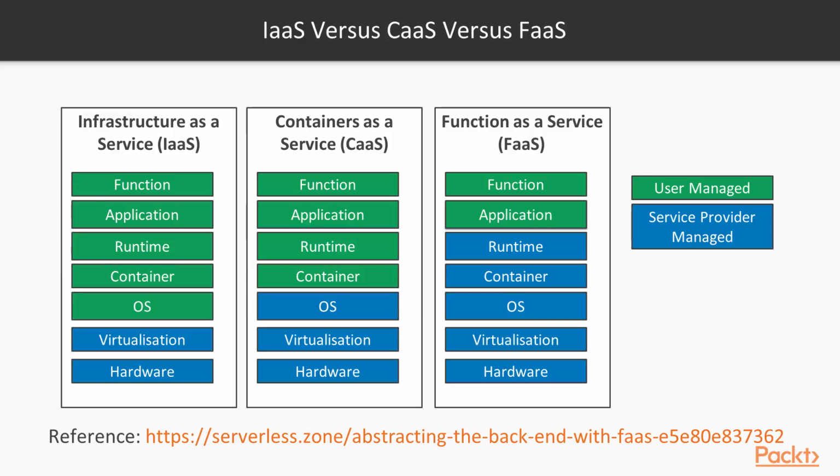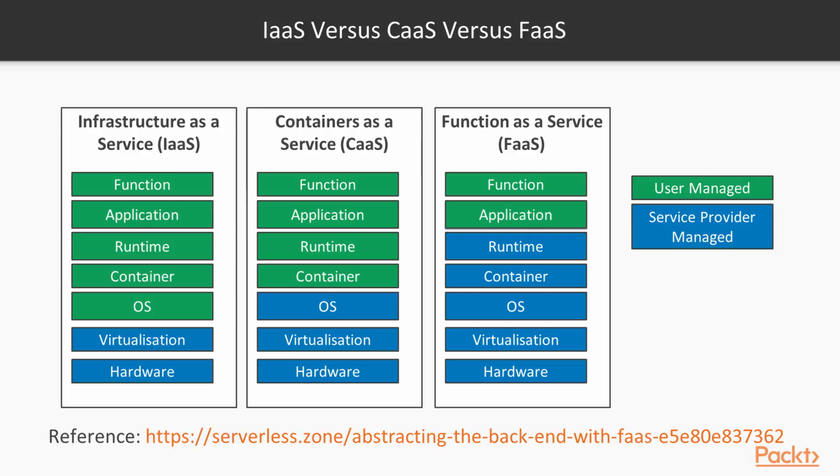Here I've got a comparison between infrastructure as a service, containers as a service, and functions as a service. Those were the 3 previous slides that we just described. Infrastructure as a service, you could think of as the virtual machines. For containers as a service, we talked about, for example, Docker containers, and an example of functions as a service would be Lambda functions.